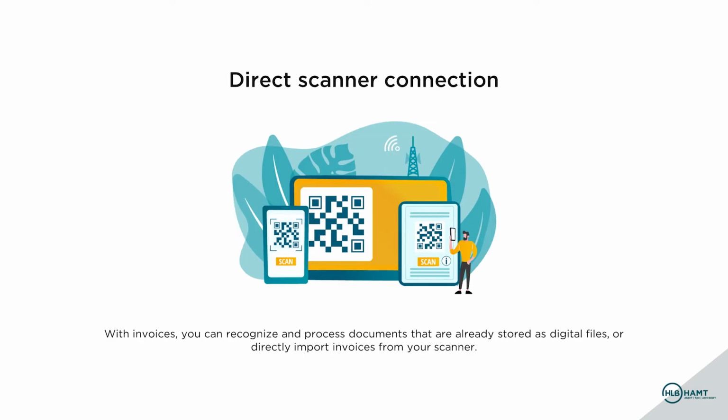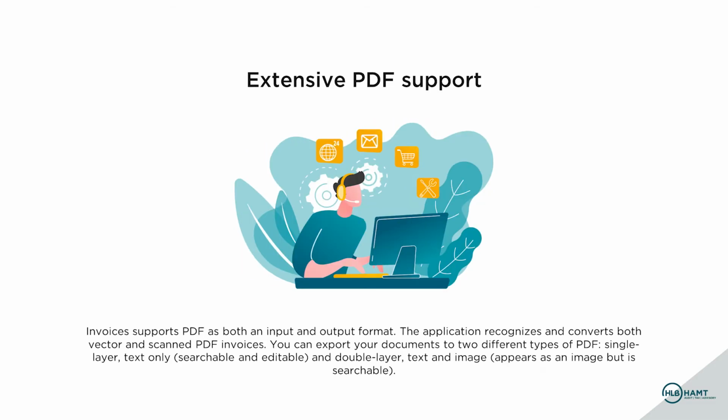Direct scanner connection. With the software, you can recognize and process documents that are already stored as digital files or directly import invoices from your scanner. Extensive PDF support. It supports PDF as both an input and output format. The application recognizes and converts both vector and scanned PDF invoices. You can export your document to 2 different types of PDF: single layer, text only, and double layer, text and image.